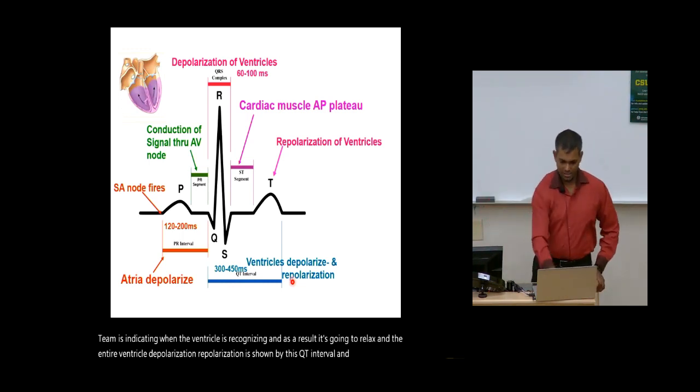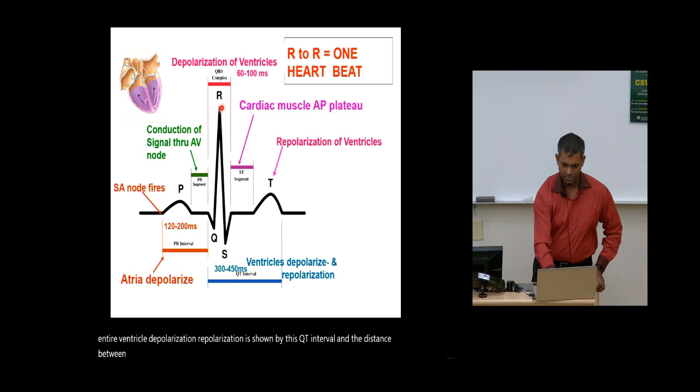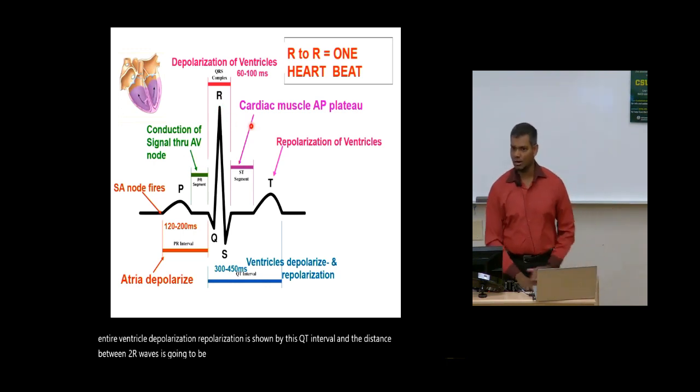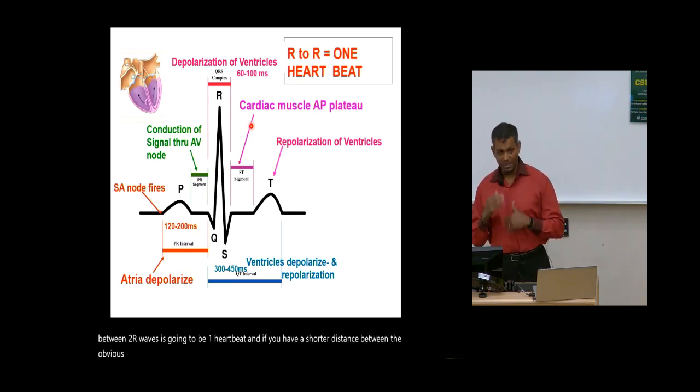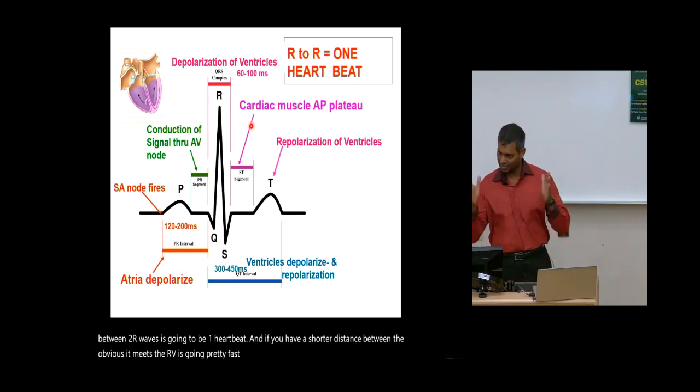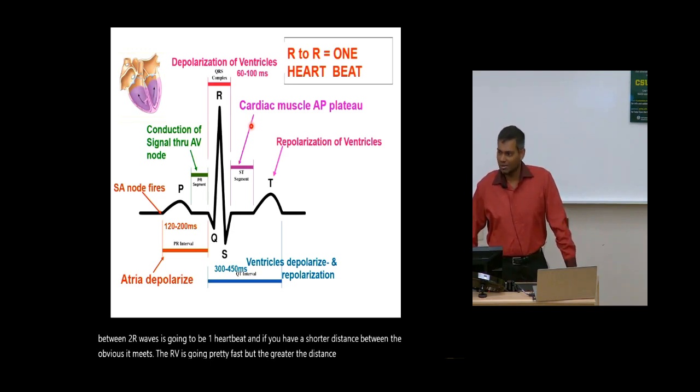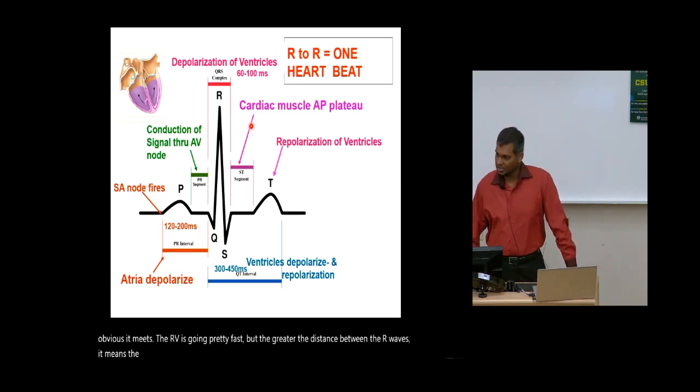And the distance between two R waves is going to be one heartbeat. And if you have a shorter distance between the R waves, it means the heartbeat is going pretty fast. But the greater the distance between the R waves, it means the heartbeat is getting slower.